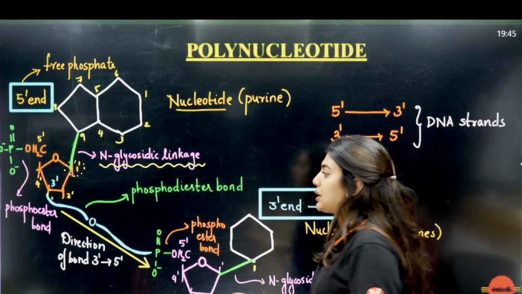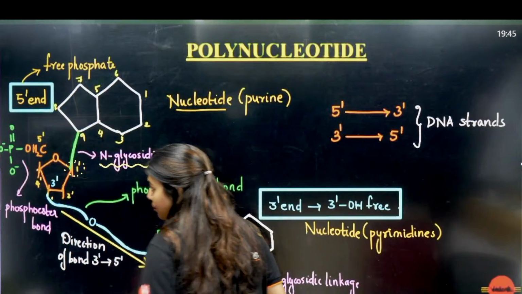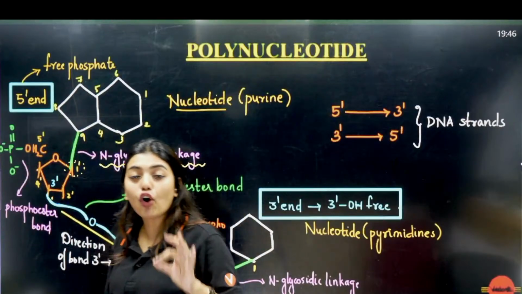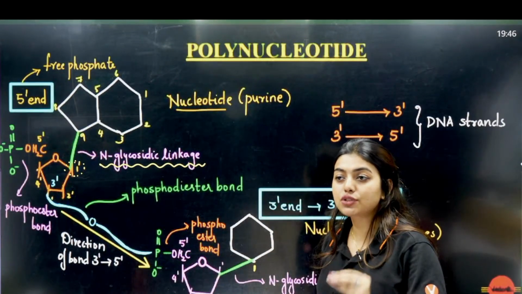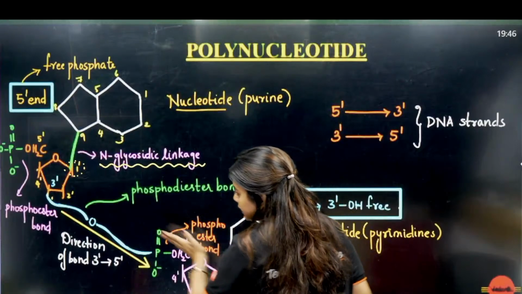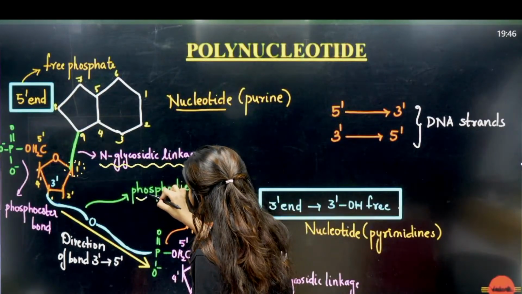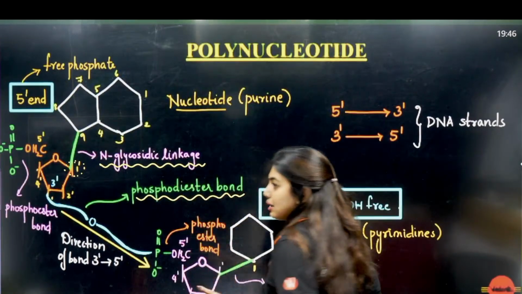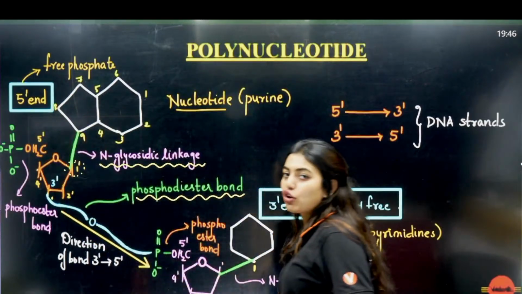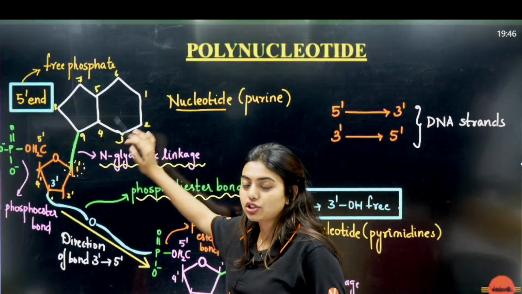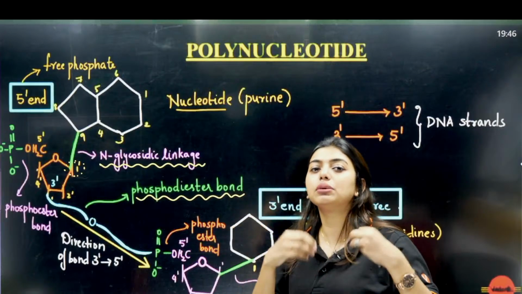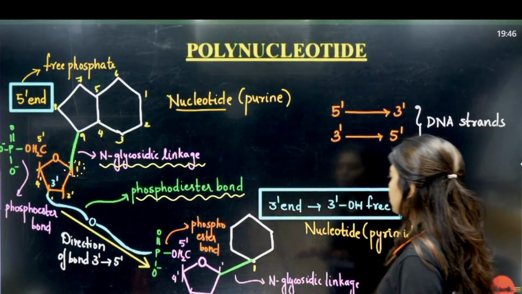Clear? Now, to the sugar, phosphate is going to bind to the 5th carbon. Phosphate binds with the 5th carbon here, which is called a phosphoester bond. This is one nucleotide, this is another nucleotide. They both are going to bind to each other with the help of a phosphodiester bond. Why is it di? Because there are two nucleotides. These two will bind with the help of a phosphodiester bond. Nitrogen base will bind with sugar with N-glycosidic linkage. To the sugar, phosphate will bind with phosphoester linkage. Is this clear to all of you?